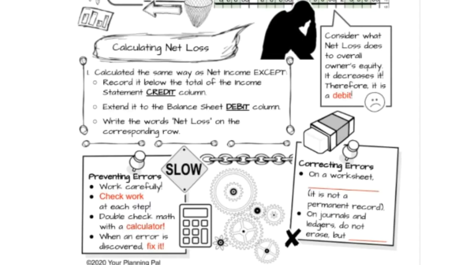However, if you do come across an error, when you're correcting errors on a worksheet, you erase and rewrite. It is not a permanent record. This is just like it sounds. It is a worksheet for accountants to work out the different numbers. And so journals and ledgers, you don't erase, but you cross out because those are permanent records. But this worksheet is what it says. It's a worksheet for accountants to figure it out. So if you need to erase and fix your errors, you can.